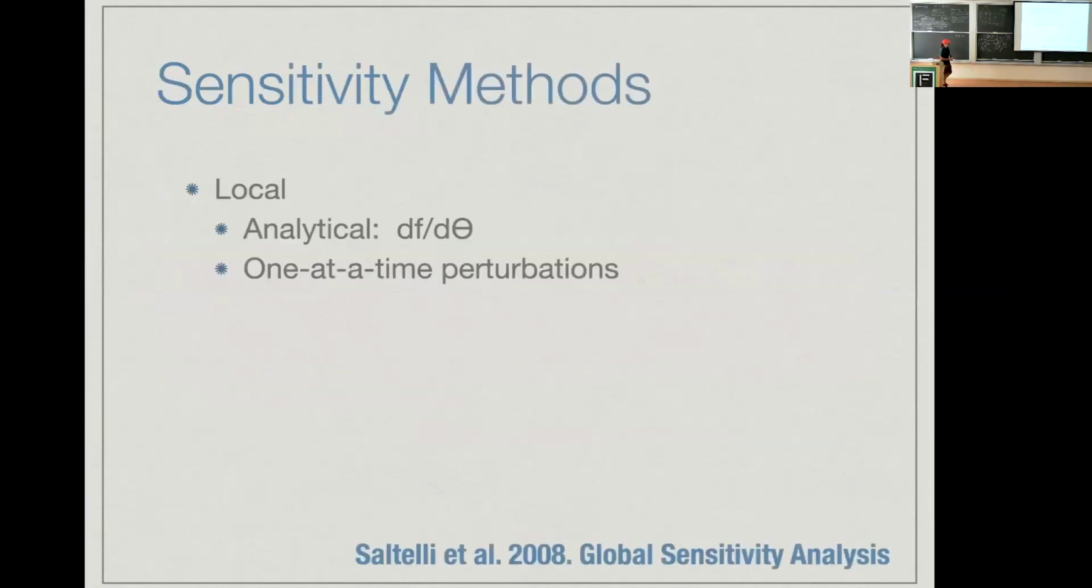Okay, sensitivity methods. This is going to be a quick and dirty review. You can divide sensitivity analysis methods into local versus global. Local ones can be done analytically. If you have a model that you can take derivatives of, df/dθ is the sensitivity. You can also do these using basic one-at-a-time perturbations, just wiggle each parameter around.